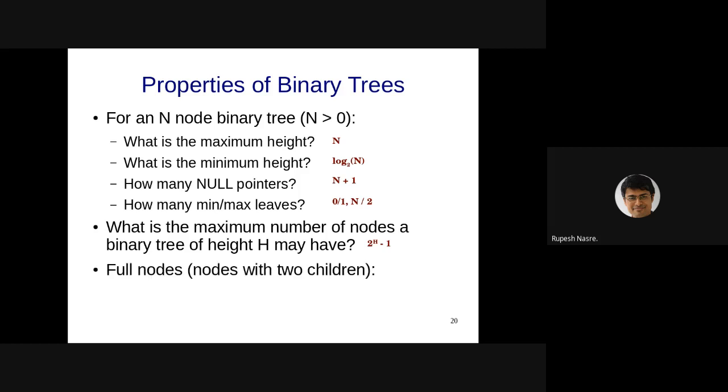Full nodes, that is the nodes with 2 children, right? These are also called full nodes. How many minimum number of full nodes can be there? How many maximum number of full nodes can be there? So what is the minimum number of full nodes you can have?